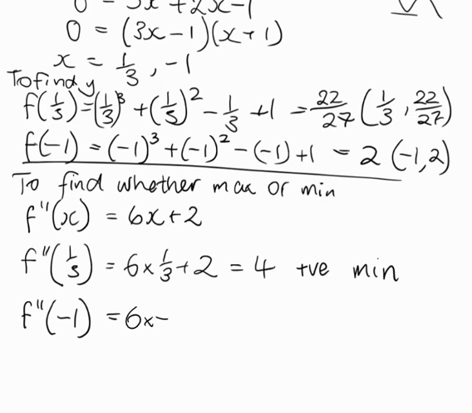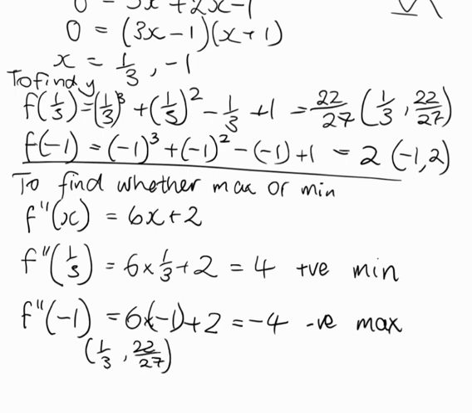So we've got 6 times negative 1, which is negative, plus 2, is negative 4. Because it's negative, it makes it a maximum. So our minimum is at 1/3, 22 over 27, and our maximum is at negative 1.